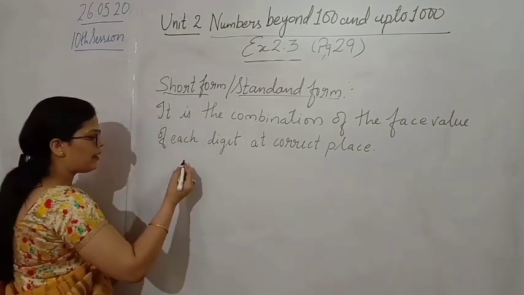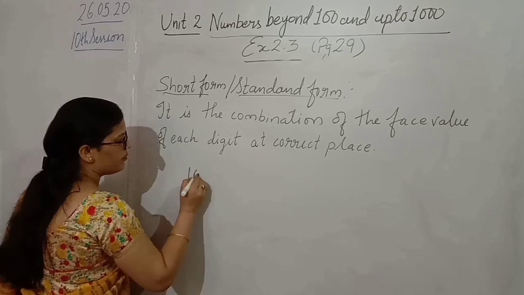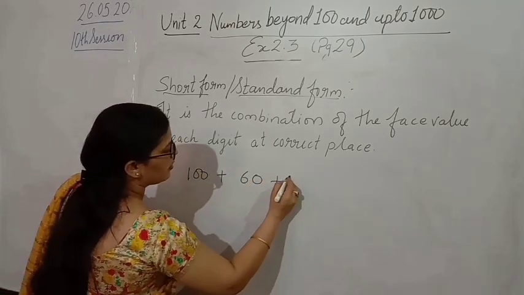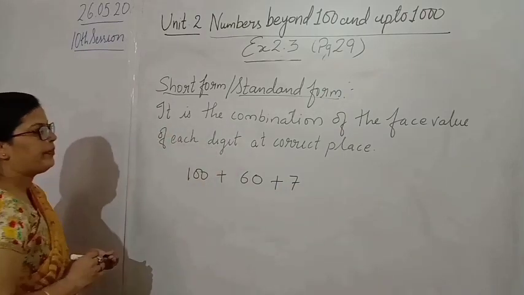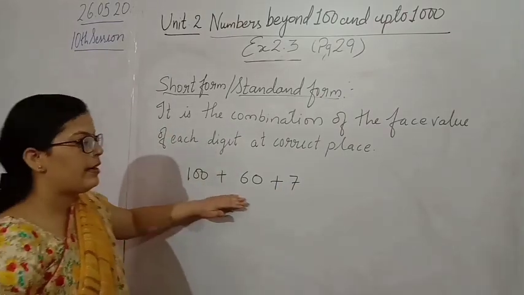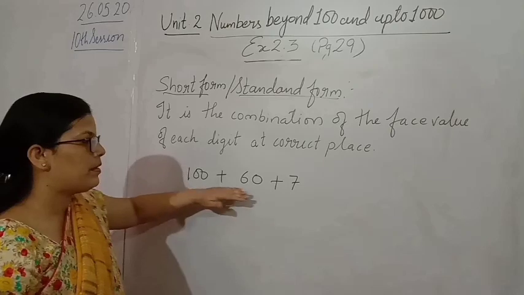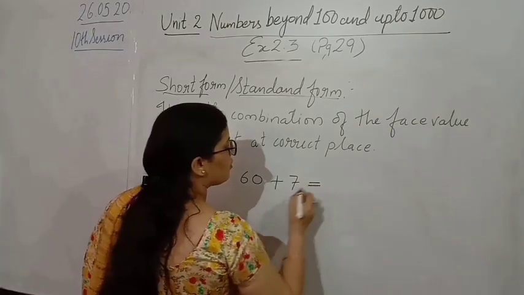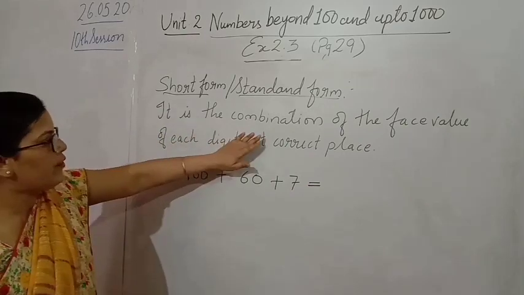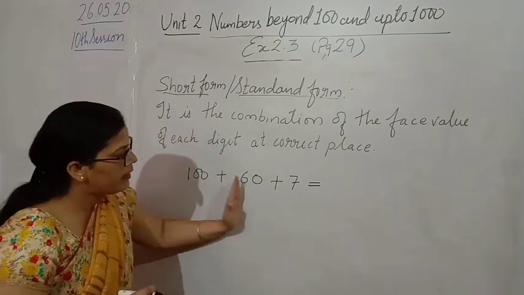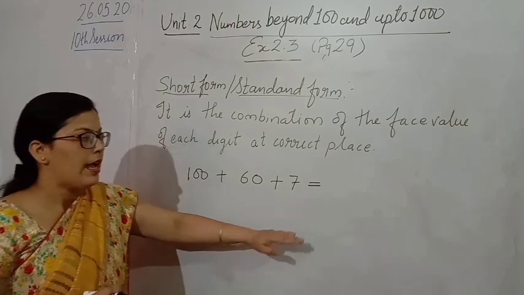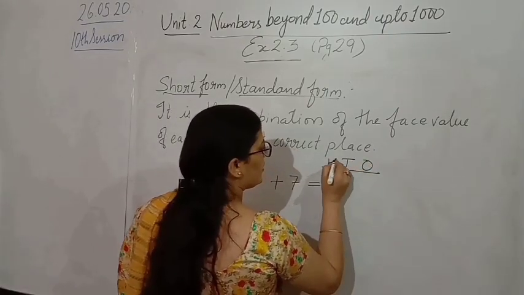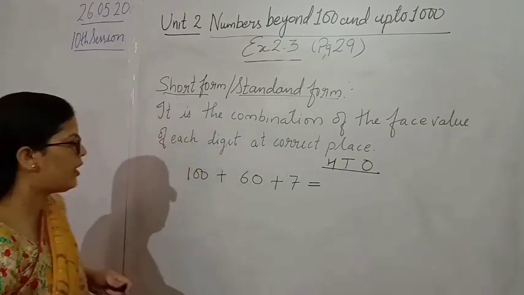Let me write the expanded form first. 100 plus 60 plus 7. Now this I have written in expanded form. Now how will we write the short form? What is the short form? It is the combination of the face value of each digit at correct place. Correct place means ones, tens and hundreds, here for a 3-digit number.